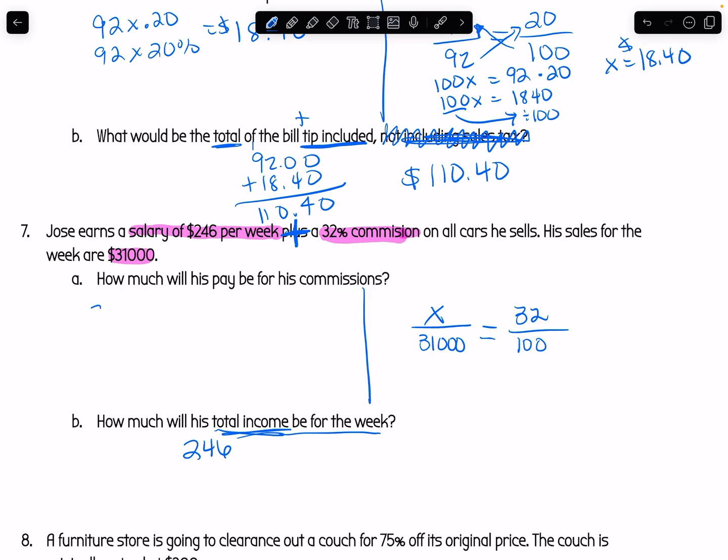You can also just do 31,000 times 32% or 31,000 times 0.32. If I recall correctly, this is a pretty big number, so I'm going to use my calculator because I've got it. Why not use it? Times 0.32. I got $9,920. I am in the wrong career.